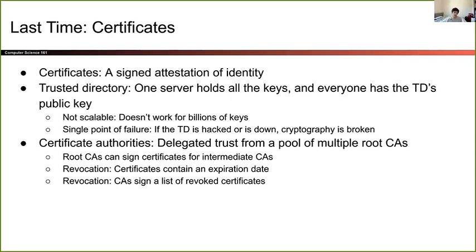Instead, what we deal with are certificate authorities. So we have multiple roots of trust. These can delegate their trust. They can sign certificates saying, I trust someone else with their public key to sign certificates that are valid. And to revoke things, certificates contain an expiration date, a certain time at which the certificate becomes invalid, as well as a specific list of revoked certificates that the CA signs in order to say, hey, the certificate isn't valid anymore.